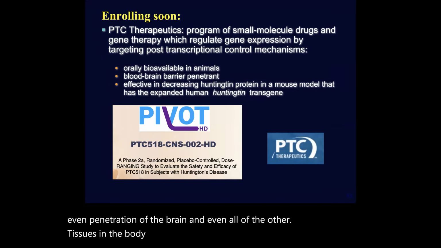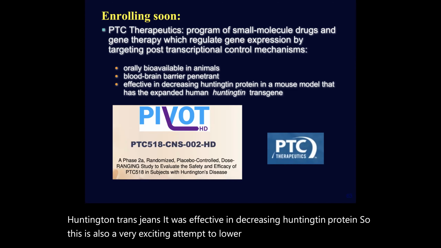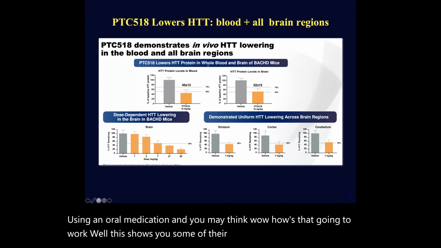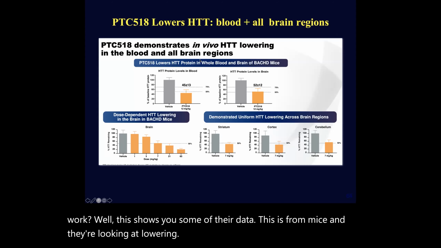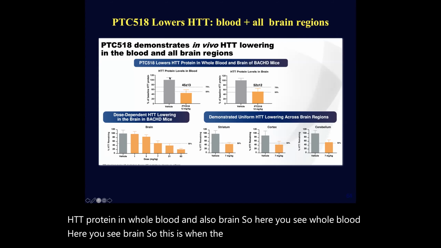And at least in the mouse models that had expanded Huntingtin transgenes, it was effective in decreasing Huntingtin protein. So this is also a very exciting attempt to lower Huntingtin using an oral medication. And you may think, wow, how's that going to work? Well, this shows you some of their data. This is from mice, and they're looking at lowering HTT protein in whole blood and also brain. So here you see whole blood, here you see brain. So this is when the medicine isn't given. That's the Huntingtin protein level.